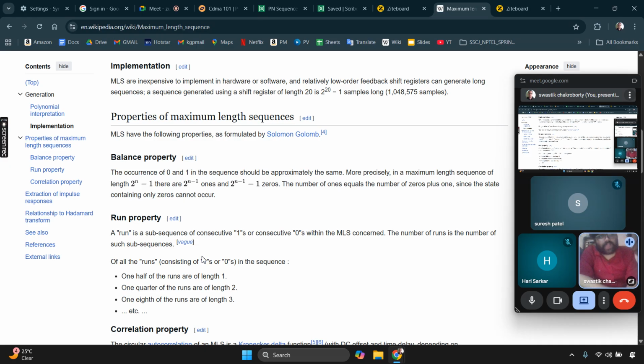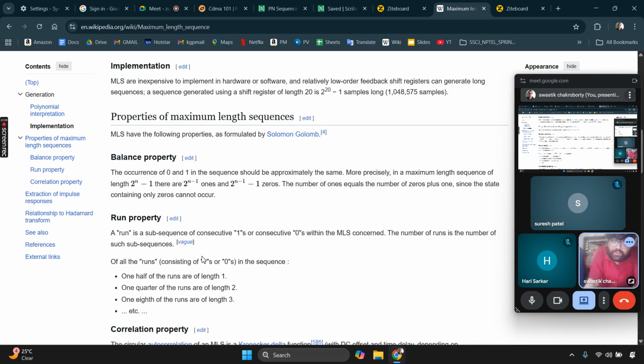But one half of the runs, be it a run of ones or a run of zeros, will be of length 1. That is, they will be non-consecutive, 0 1 0 or 1 0 1, like that. The 0 in the middle of 1 0 1 does not have a repeat, it means it has a run of 1. So half of the bits will be surrounded on both sides by non-identical bits.